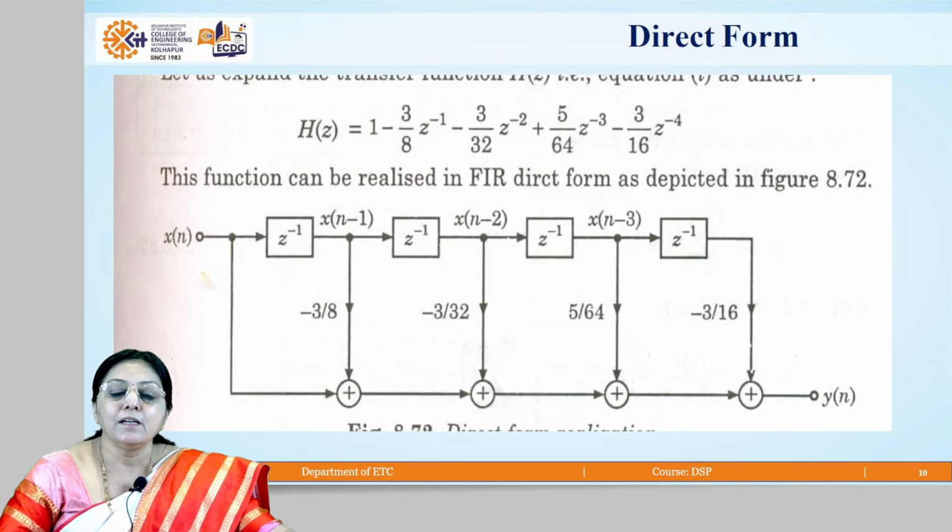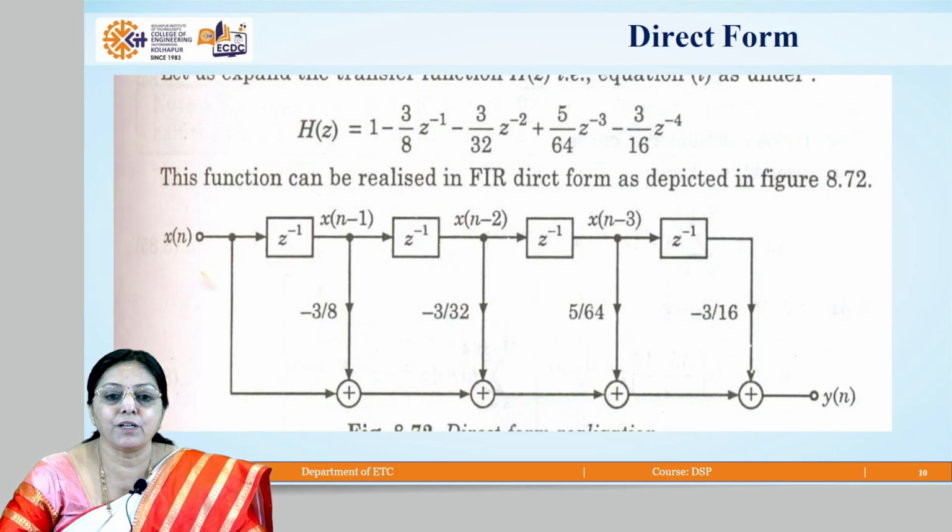Now how can we realize it? Observe this transfer function, 1 minus 3 upon 8 z minus 1. The above equation is simplified, and this is the structure using the direct form. We know that H of z is Y of z upon X of z, then taking the inverse z transform we get y of n and x of n. Observe this equation, 1 minus 3 upon 8 z minus 1. Using z minus 1 delays and an adder, it is multiplied with y of n upon x of n.